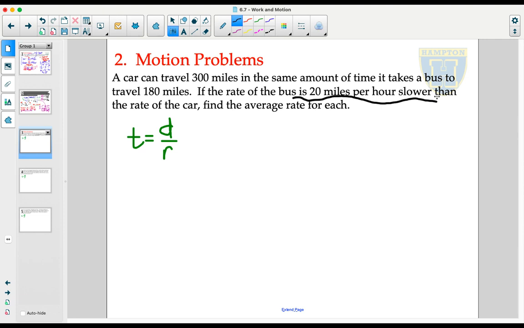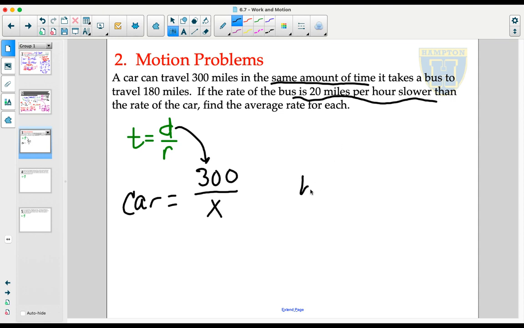We should consider the time that each vehicle is traveling separately and then make them equal to each other, as we know that they will travel for the same amount of time. So let's begin by considering the car. We know that the car will travel a total of 300 miles. That's the distance that the car is traveling. We don't know the rate of the car, so we'll identify that as x.